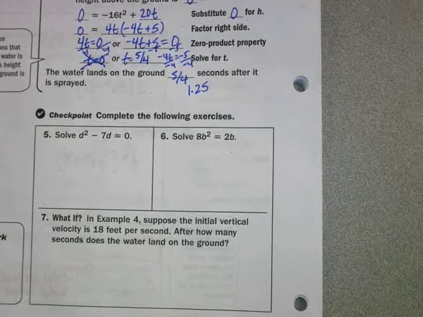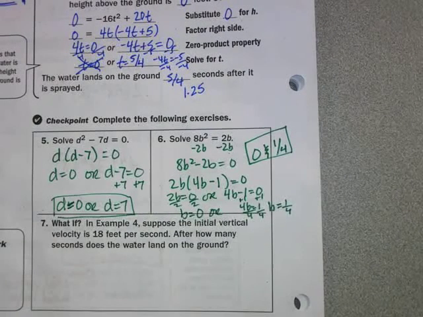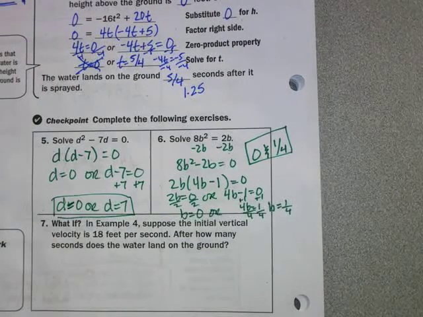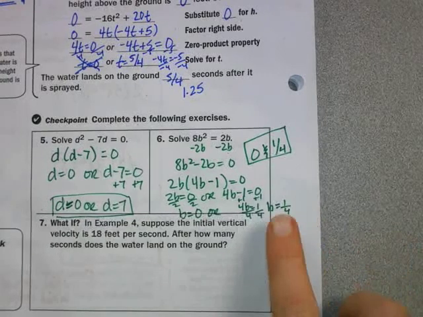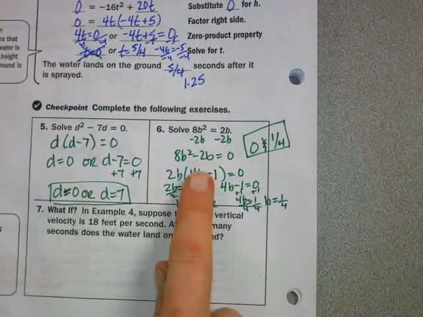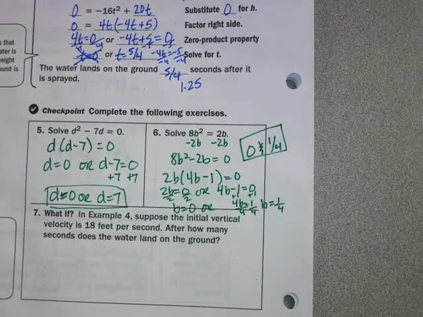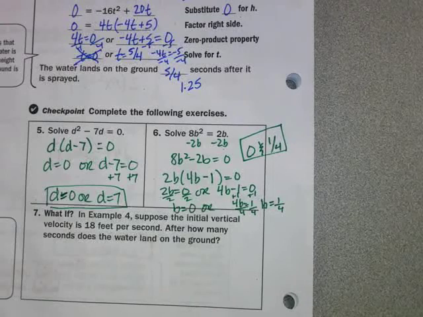Okay, so for this one, d equals 0 or d equals 7. And in number 6, it's 0 and 1/4. Did you make sure that you had 4b minus 1 there when you factored out the 2b? That's one thing you want to make sure. Okay, so the last one, it says, in example 4, suppose the initial vertical velocity is 18 feet per second. How many seconds until the water lands on the ground?